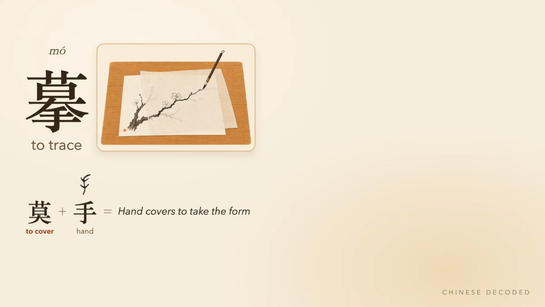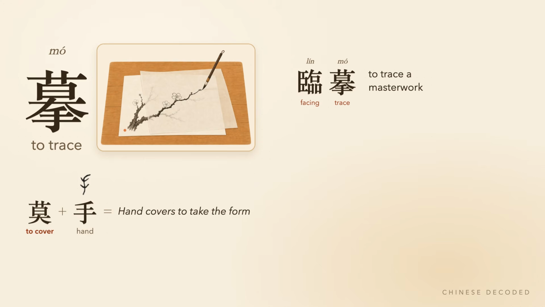Next, mo built on the very same mechanism, cover and take form. The composition is to cover plus the hand. This time it is the hand actively doing the covering and shape-taking action. That is mo, to trace. The literal case is 临摹, tracing a masterwork. A semi-transparent sheet is laid over the model and written upon.